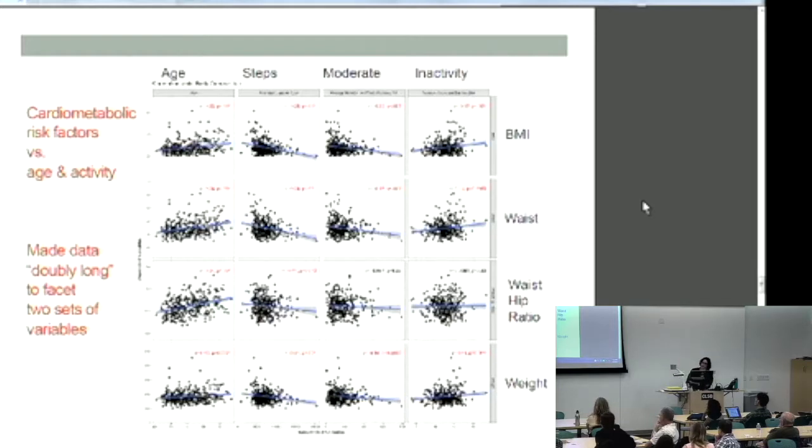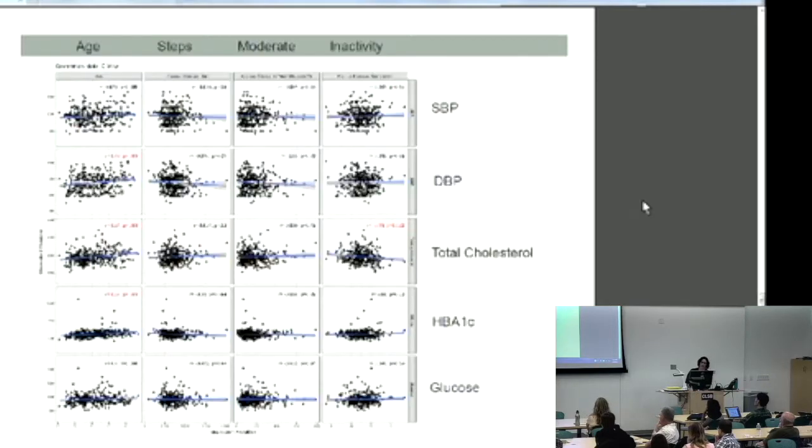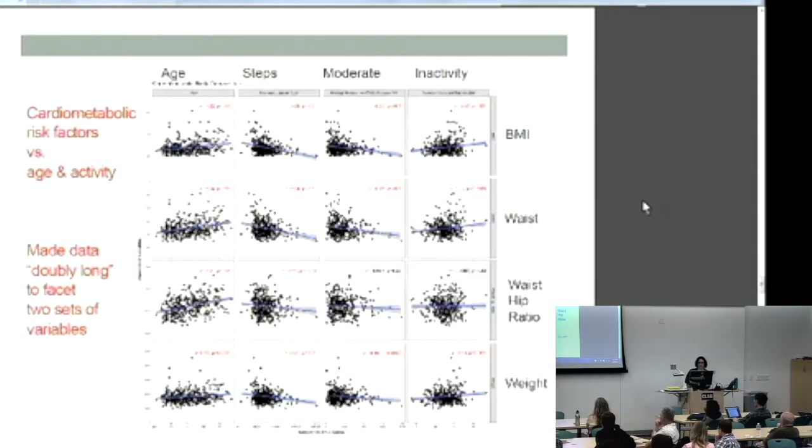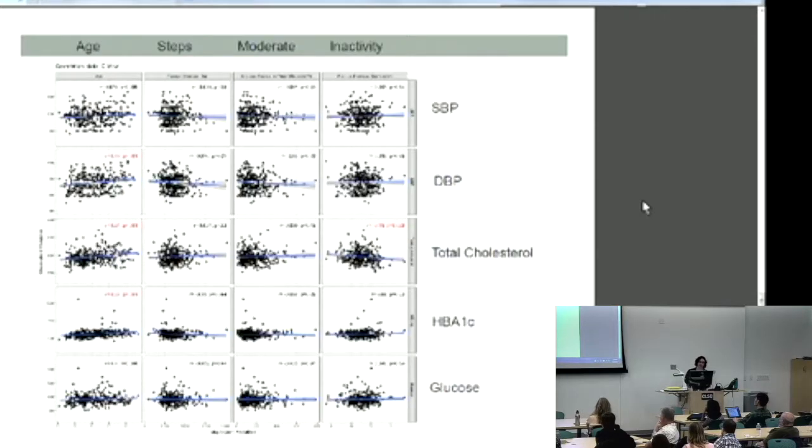So that's how I created this plot. And then we have the same thing again for things like their blood pressure, cholesterol, glucose, HbA1c. And you can actually see here the red p-values. You can't see those p-values where you're sitting, but the red is for the significant ones, and then the black is insignificant. So there's a much higher relationship between your activity and inactivity with things like your BMI and body composition than your clinical outcomes.